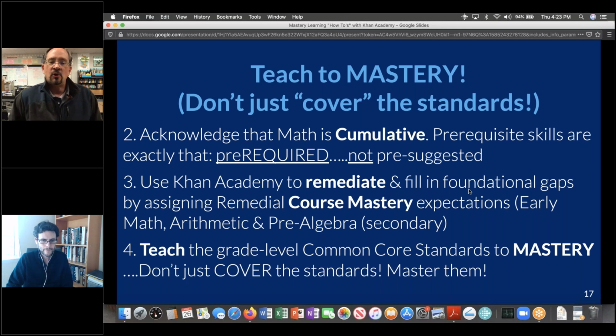Number 3, in order to do that, use Khan Academy to remediate and fill in foundational gaps by assigning remedial course mastery expectations. I assign early math, or you can individually assign K, 1, 2, 3, whatever grade levels are below you. Also, the arithmetic course covers, I would say, kindergarten through 7th grade arithmetic, dealing with positive, negative integers, add, subtract, multiply, divide, and order of operations. That a little bit gets into 7th grade as well. So that's a good review for junior high and high school teachers. And then the pre-algebra course is excellent review for secondary teachers teaching above pre-algebra. So that's an excellent review.